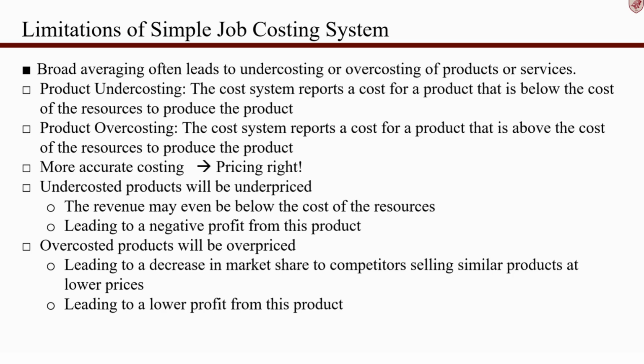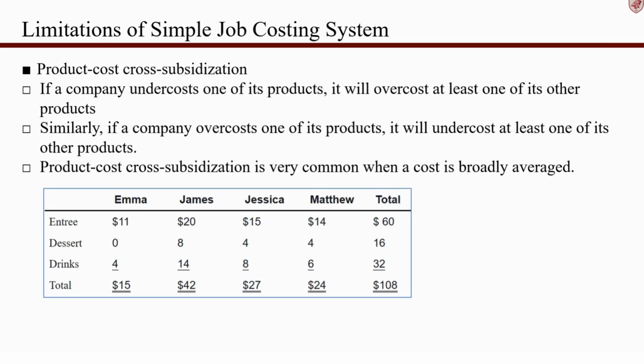So because of the decline in market share in the long term, it can also lead to a decline in your revenue and therefore lower profit from the product. So either the undercosting or the overcosting can actually detriment your competitiveness. And when there is undercosting or overcosting, there is always an issue of the product cost cross subsidization.